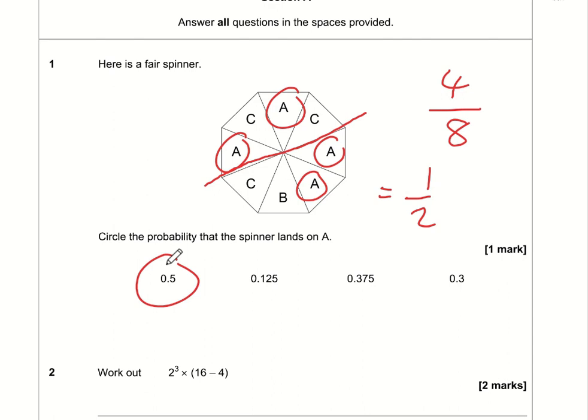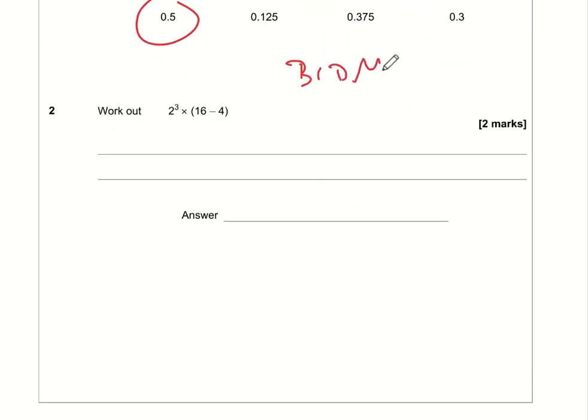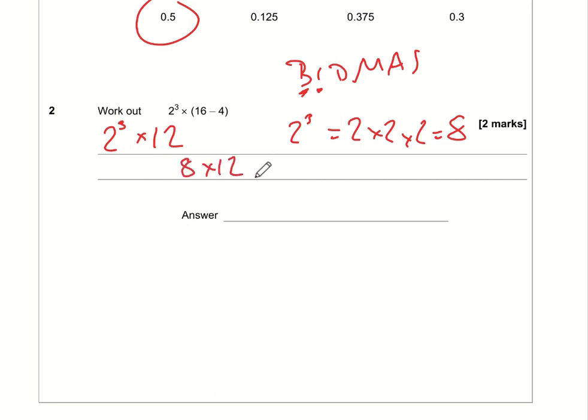Question number 2, this is checking our understanding of BIDMAS. So we'll do the brackets first. 16 take away 4 is 12, so we've got 2 cubed multiplied by 12. We'll do the indices next. 2 cubed means 2 times 2 times 2, which is 8. So the final calculation is 8 times 12. 2 8s are 16, carry 1. 1 8 is 8 plus 1 is 9. So the answer is 96.